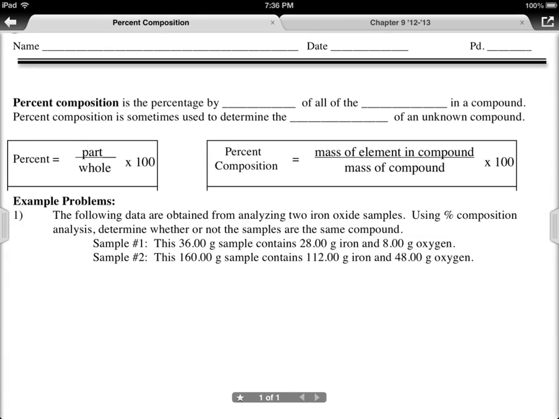This is a quick lesson on percent composition. Percent composition is just the percentage by mass of all of the elements in a compound. And percent composition is sometimes used to determine the identification of an unknown compound. So here's a formula for percent composition. It's just the mass of an element in a compound divided by the mass of the whole compound times 100.